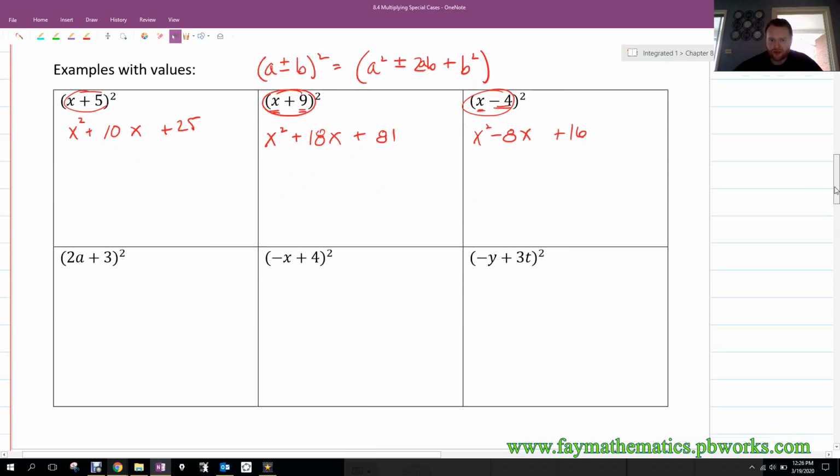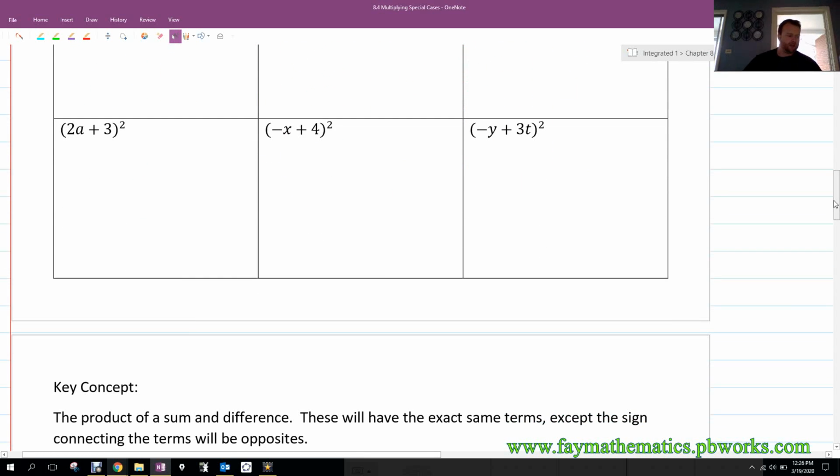I'll do these other ones with you real quick. So it doesn't have to be just an x in this first spot. Okay. So remember what this means. This means 2a plus 3 times 2a plus 3. So I'll go back through with 8.3's information and see what the answer is. So we'll FOIL this. So first times first is 2a times 2a, which gives me a 4a squared. Remember, add the exponents when you multiply like bases. Outside times outside will give me a 6a.